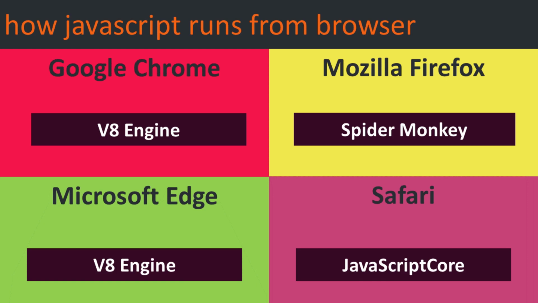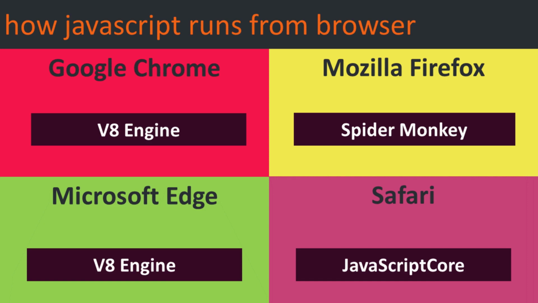Each browser vendor develops and uses their specific JavaScript engine to process JavaScript code. For example, Google Chrome and Microsoft Edge use the V8 engine. Mozilla Firefox uses the SpiderMonkey engine. And Apple uses JavaScriptCore as the JavaScript engine for their Safari browser.